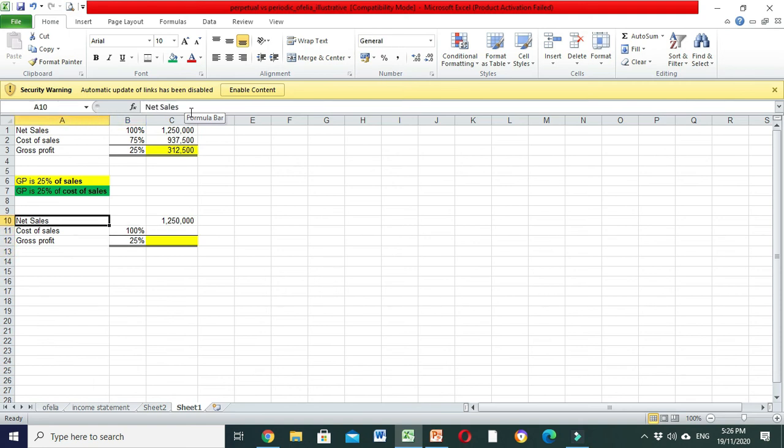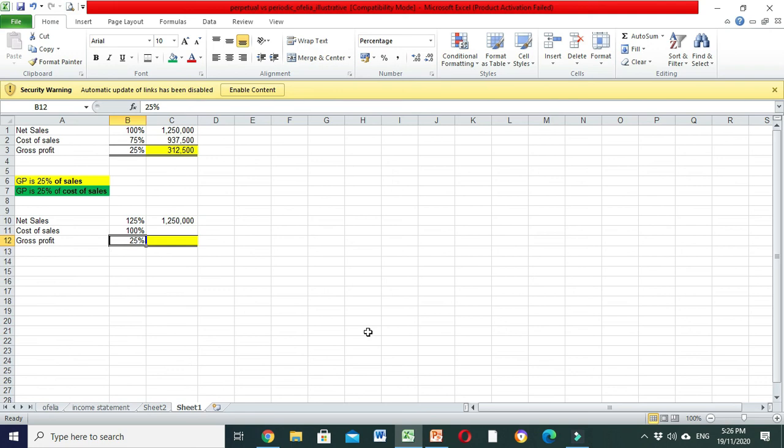Remember, our formula is net sales minus cost of sales equals gross profit. So, if gross profit is 25% and cost of sales is 100%, 100% siya kay siya man ang gihimo nga base, what is then the percentage of net sales? The percentage of net sales must be 125%. Okay, kay 125 minus 100 equals 25. So sakto ang formula.